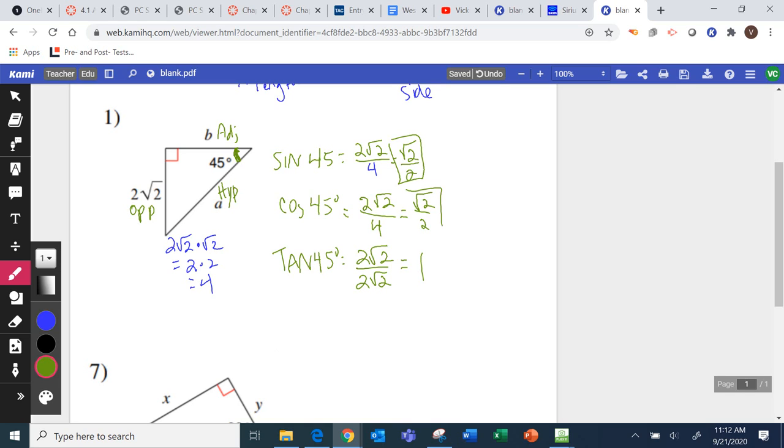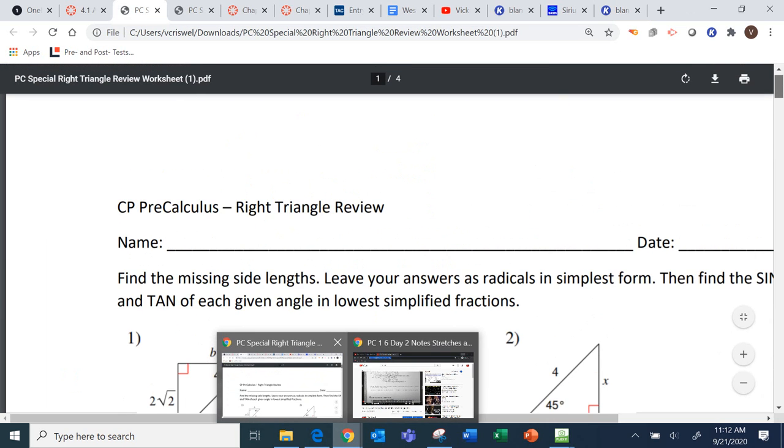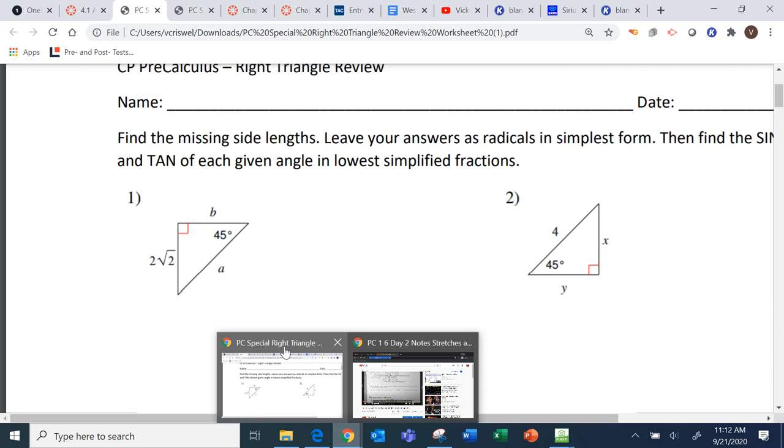Now, what does it say in the directions about sine, cosine, and tangent for this worksheet? It says, find sine, cosine, and tangent of each given angle in lowest simplified fractions. So it's just the one angle that was given to you. You don't have to do every single angle in the triangle. You only have to do sine, cosine, and tangent one time for each triangle.